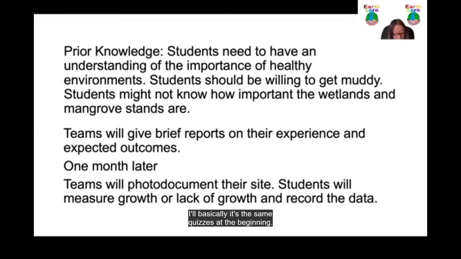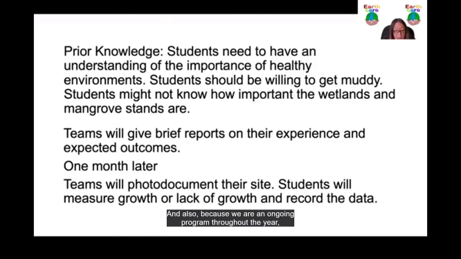Basically, it's the same quiz as at the beginning, just to ascertain if the children learned what we were trying to teach them. So in the first quiz, we'll have all of the vocabulary, so we'll understand if the students have any idea of what we're talking about before we start. And then afterwards, hopefully they'll get more right than they did on the first quiz.